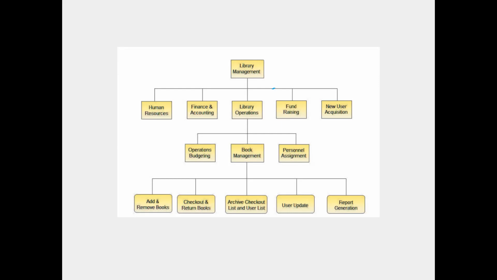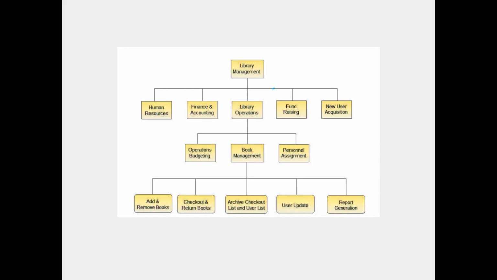And that is what we are going to focus on in this session. Actually, you can have more low-level functions within the other modules as well, but since library operations is the main one, we are focusing on that. And the fourth one, fundraising. And the last one, according to this, new user acquisition. Now let's focus on library operations. When you say library operations, there could be many things. Operating budgeting, for example, you will have to have a budget for purchase of books, right?